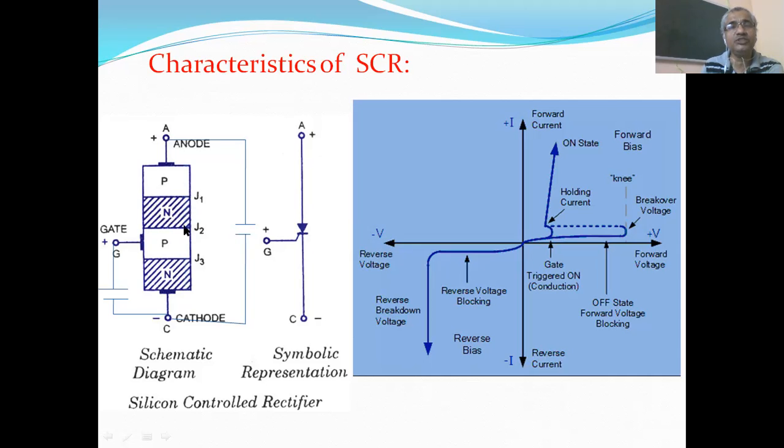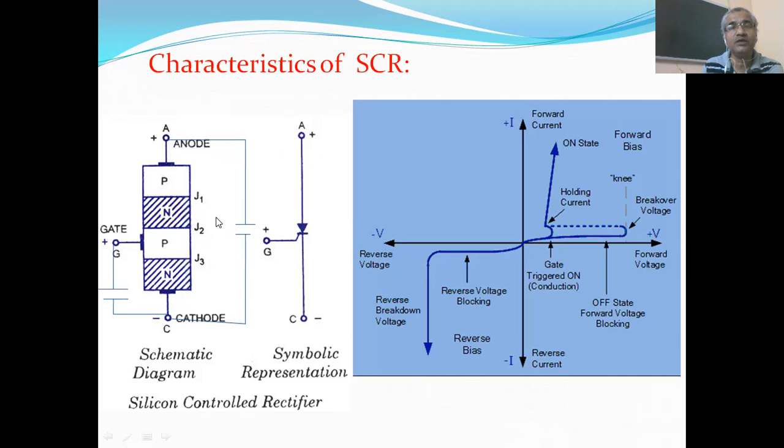Now see junction J2. N is connected to positive and P is connected to negative. That means junction J2 is reverse biased. So J1 is forward biased but J2 is reverse biased. At J3, again P is connected to positive and N is connected to negative, so J3 is also forward biased. So when anode to cathode voltage is applied to this SCR with the gate open, junctions J1 and J3 are forward biased and J2 is reverse biased.